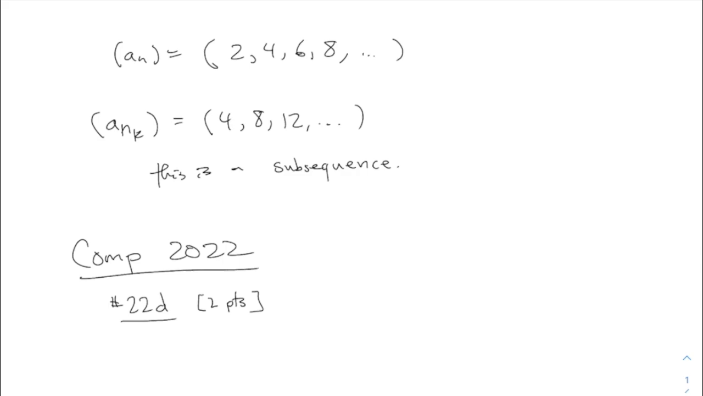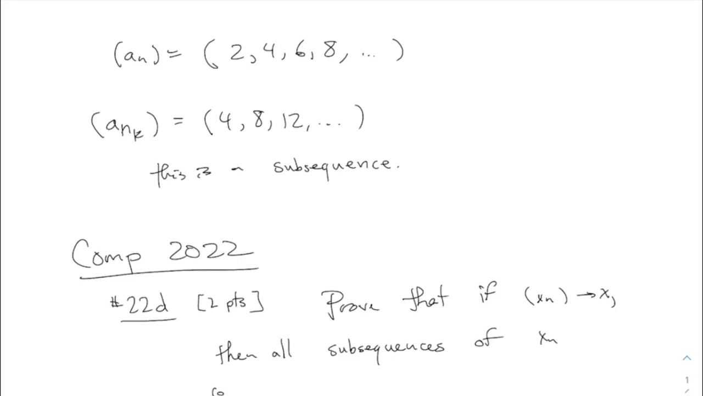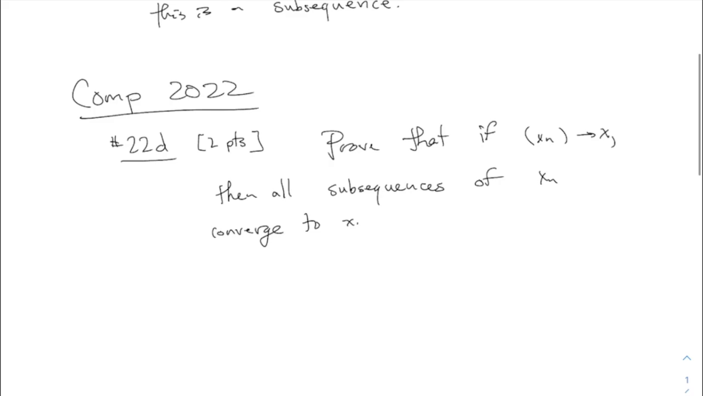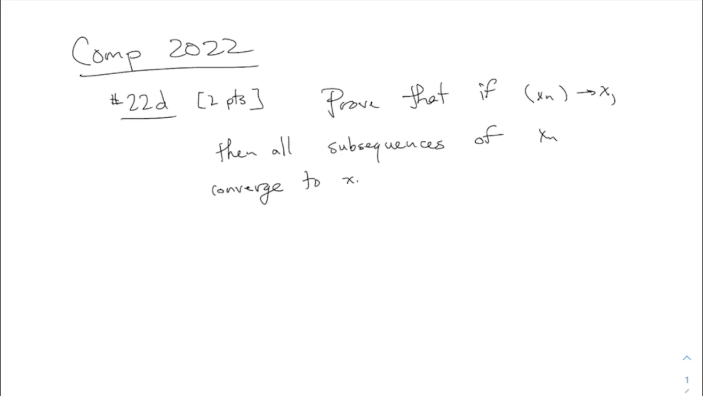It said, prove that if some sequence x_n converges to x, then all subsequences of x_n converge to x. All right. This was your job for this problem. So I thought let's try and do this one. Actually, this is a very important theorem, and I wrote the statement of this theorem last time. If a sequence converges, then all subsequences of that sequence also converge to the same thing, right? If x_n converges to x, then all subsequences converge to x.